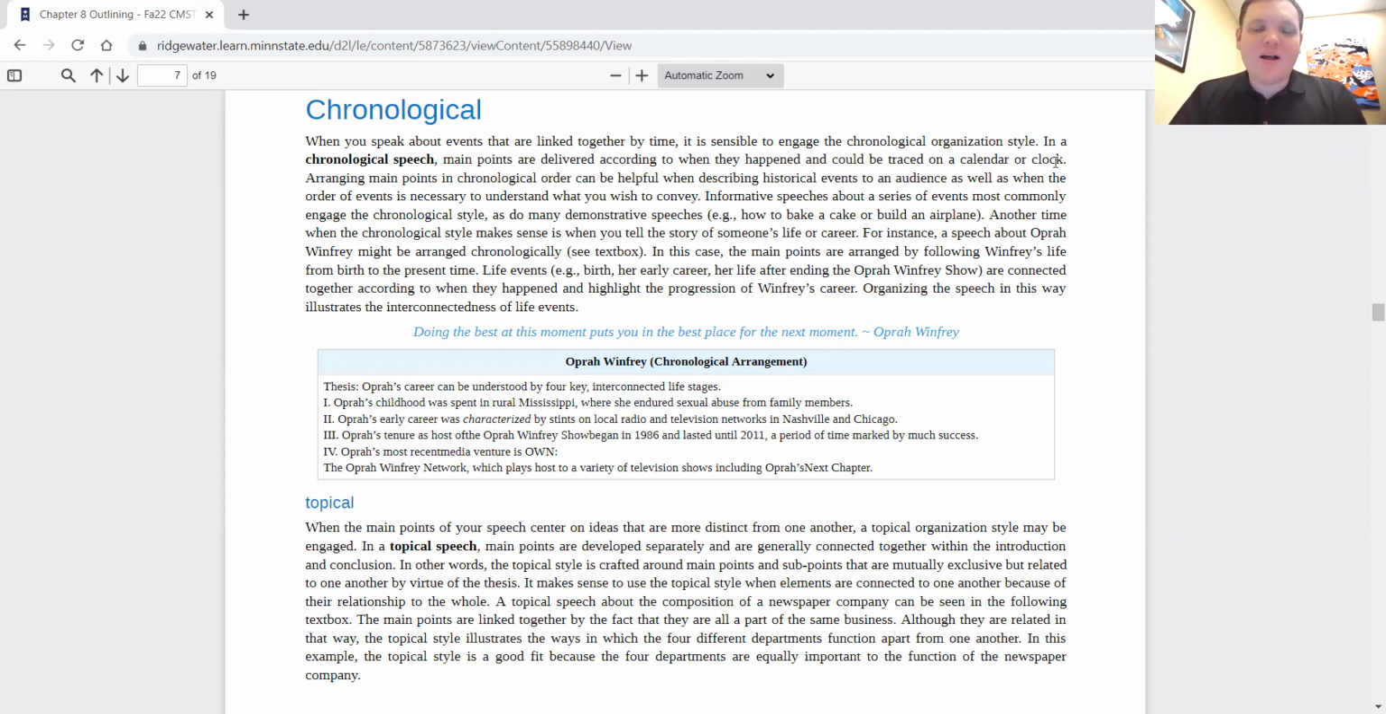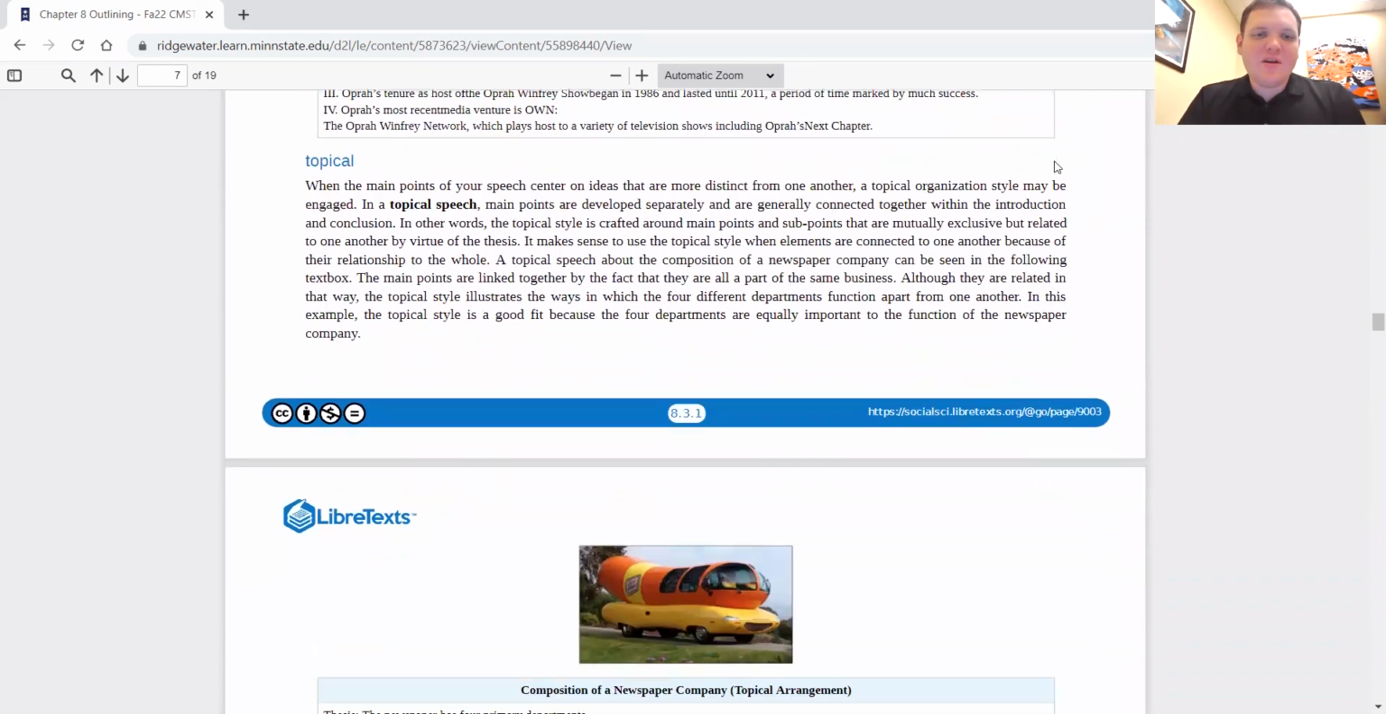So you may give a chronological speech about your daily schedule, your daily routine, what you do at work, what you do in the workplace. First thing you do is clock in, then I do this, then I do that. So if you're informing people on your workplace, what your work is like, the day in the life of a nurse, whatever it may be, you could use a chronological speech.